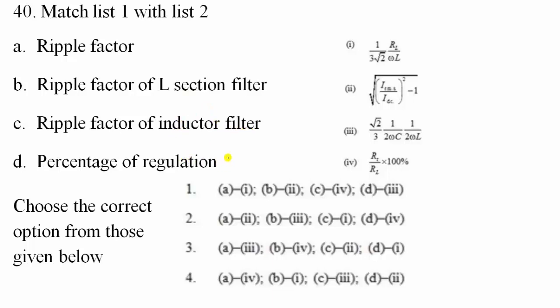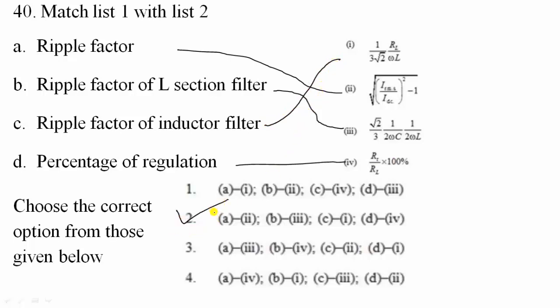40th question, ripple factor of L section filter, ripple factor of inductor filter, percentage of regulation. In list one they have given these, and in list two they are talking about formulas. We know that ripple factor is expressed as under root of (IRMS divided by IDC) the whole square minus 1. Ripple factor of L section filter is given by this formula, that is root 2 divided by 3 into 1 divided by 2 omega C into 1 divided by 2 omega L. Percentage of voltage regulation is given by this formula and ripple factor of inductor filter is given by this formula. So the corresponding option that is going to follow is option 2 is correct.